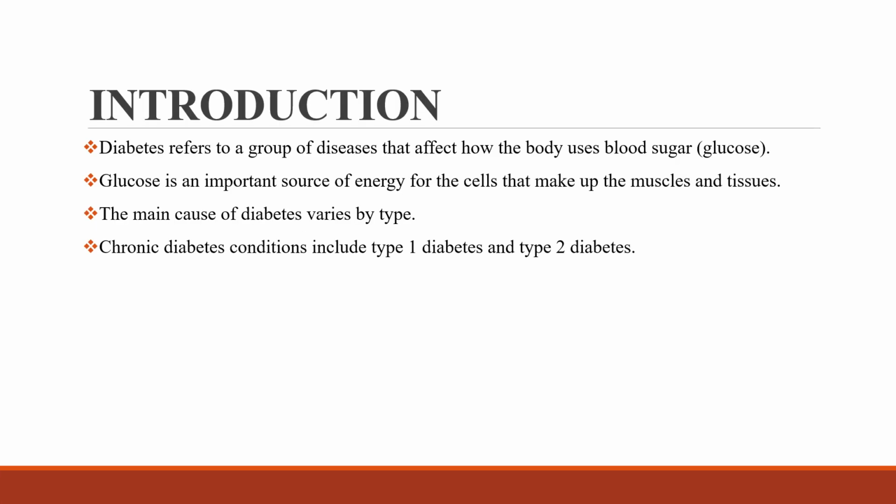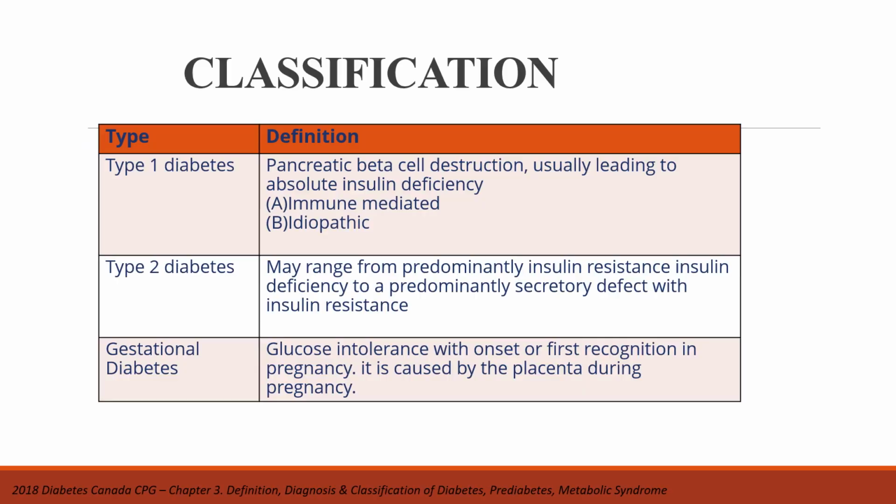I'm going to start with the introduction of diabetes. Diabetes refers to a group of diseases that affect how the body utilizes glucose. Glucose is an important source of energy for the cells that make up the muscles and tissues. The main cause of diabetes varies by type. Chronic diabetes conditions include type 1 diabetes and type 2 diabetes.